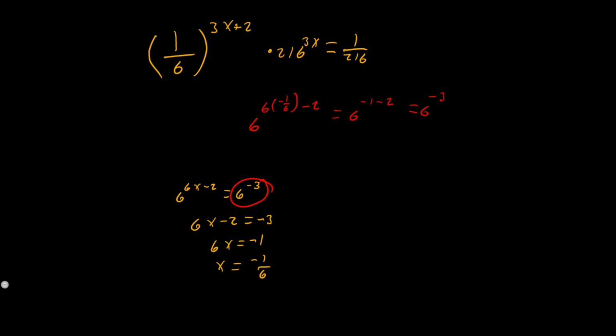So let's look at one more example, and that'll be the end of the video. So let's go ahead and look at 16 to the power of r times 64 to the power of 3 minus 3r, and that is equal to 64.